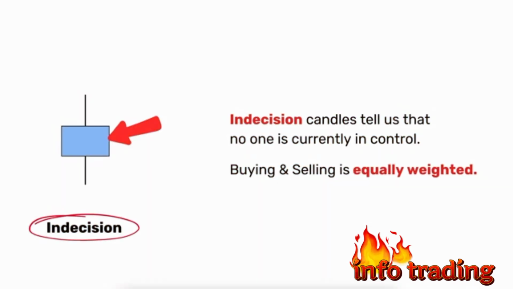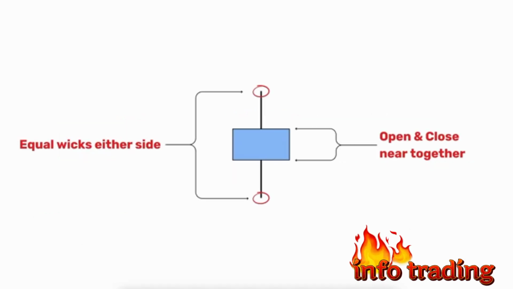Indecision candles tell us that no one is currently in control and that buying and selling is equally weighted. So contrary to the other versions we've looked at where we're looking at strength or reversals, indecision is simply where nothing is currently happening. An indecision candle looks like this. You might know it as a doji. We have equal wicks either side, or relatively equal wicks, and an open and close price that is near together. So we haven't made much movement. We've attempted to go higher, attempted to go lower, but ended up closing around where we opened.